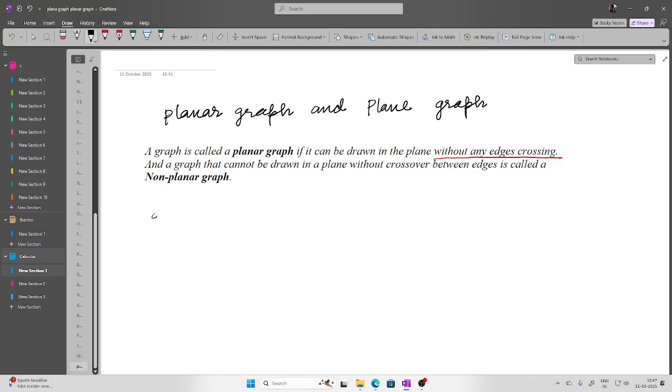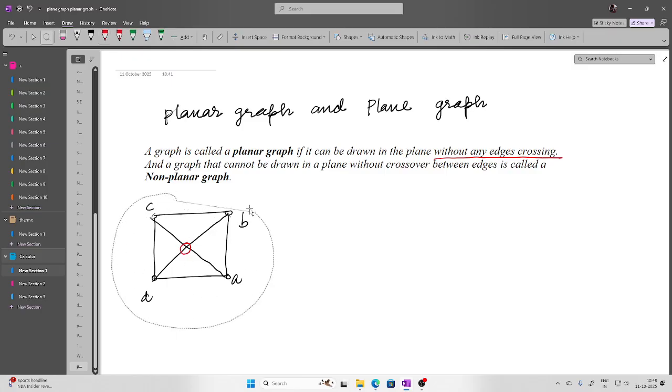So consider this graph A, B, C and D. Now what type of graph is this? This is basically a K4, isn't it? Now if you look at this graph closely, then at this point there is a crossover of edges DB and AC. So now the question comes, am I in a position to remove this crossover? If I can remove this crossover, then that particular graph will be what we call a planar graph.